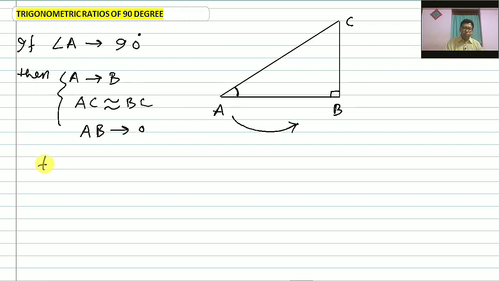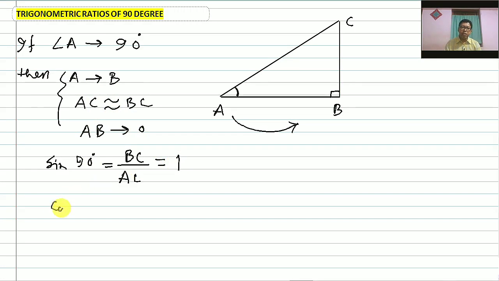First one is sine of 90 degree. Sine theta is equal to height upon hypotenuse, BC upon AC. Here BC and AC both are equal when angle A is equal to 90 degree. In this case you can cancel and you will get sine 90 degree is equal to 1.